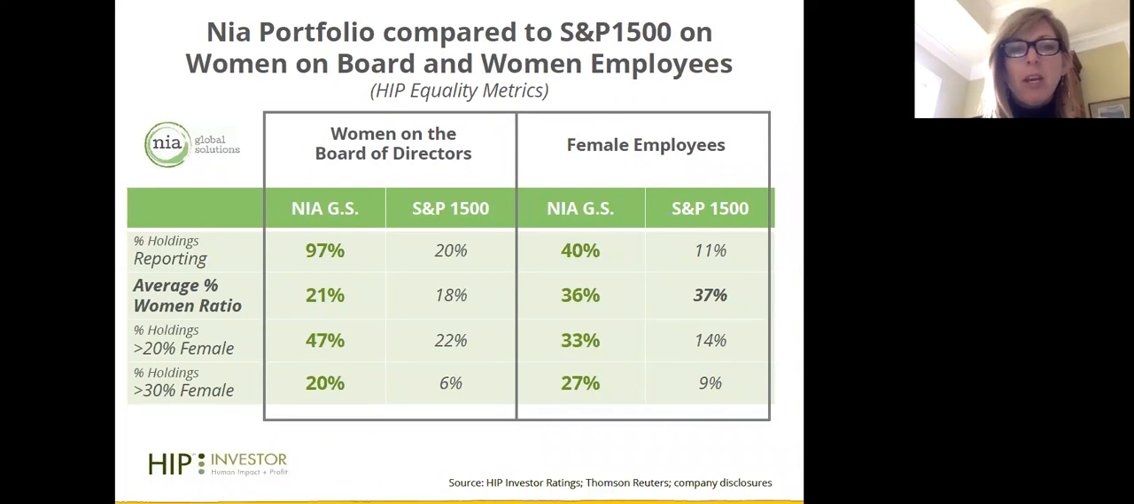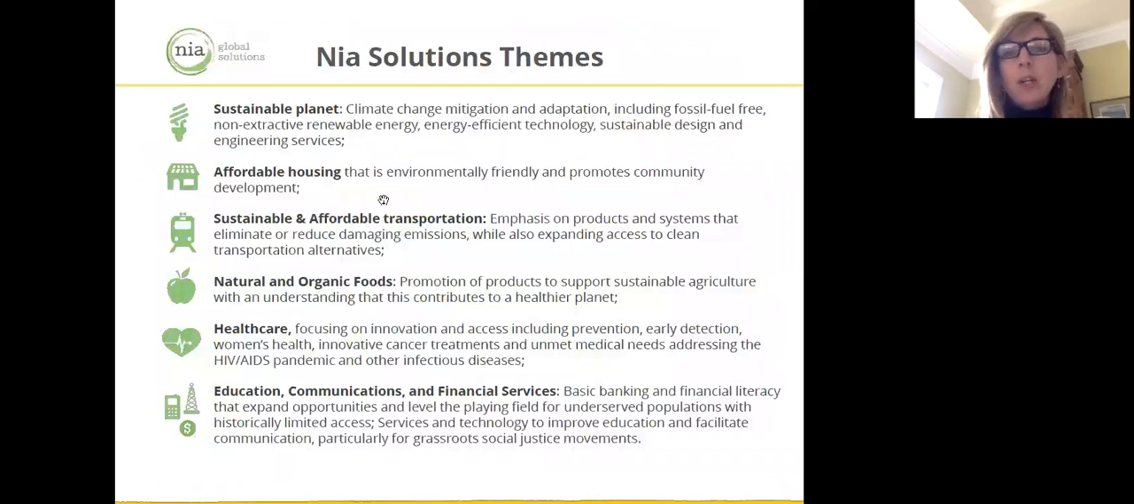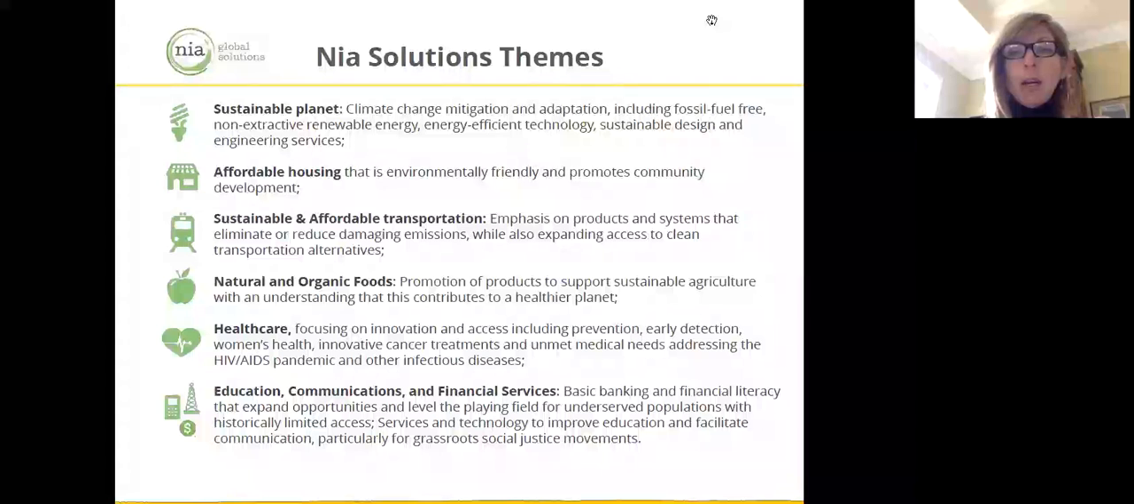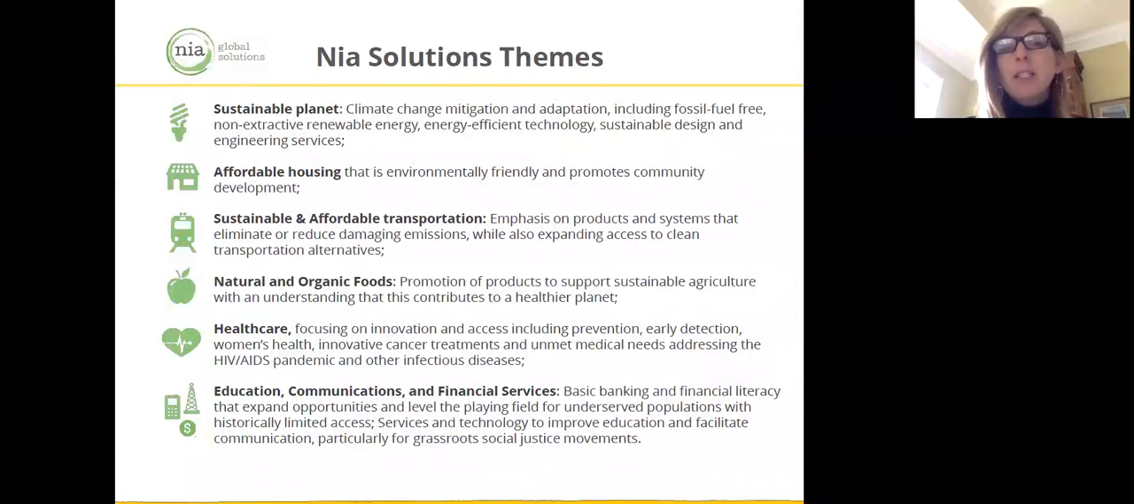Can we actually go to the other slide first? When I started Nia Global Solutions, I developed six solution themes, very similar to what Bruce was saying. What do we need for the next sustainable economy? What's going to be needed for both the planet and our people to thrive? And so I developed out six solution themes.